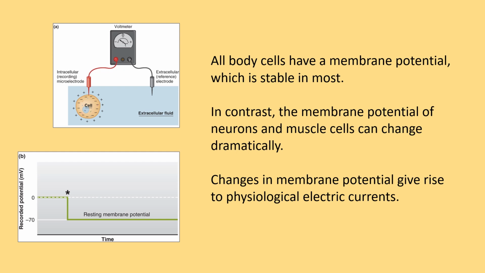A few types of cells have an unstable resting membrane potential, and these cells are neurons and muscle cells. These cells are called electrically excitable cells, because they can undergo dramatic changes in membrane potential, also known as physiological electric currents.